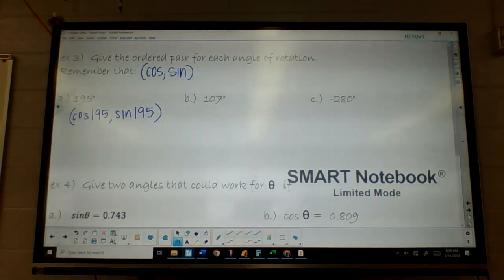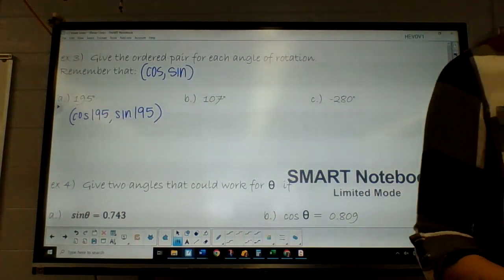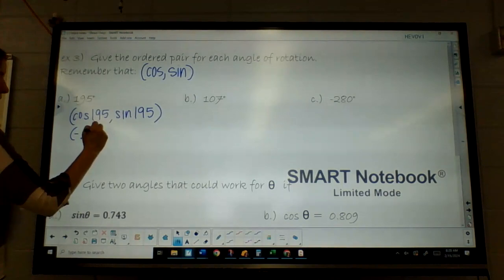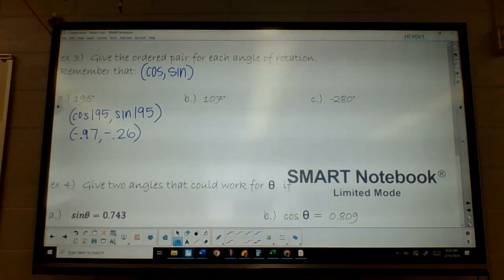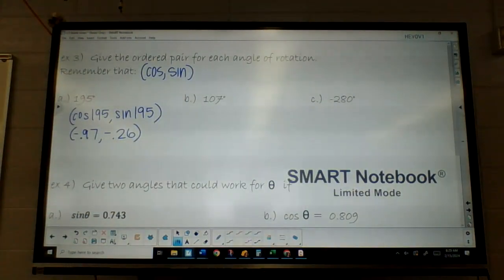If you tried to estimate that, you go past 180 by 15 degrees, and there's no 15-degree special right triangle. So we're just getting that as a decimal. I got about negative 0.97, comma, negative 0.26. That's literally all they're asking you to do. And if your calculator gives it to you as a radical, there's usually a convert-to-decimal button in your calculator, and we do want that as a decimal.